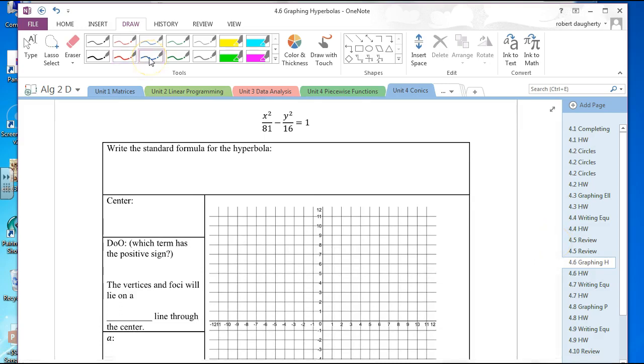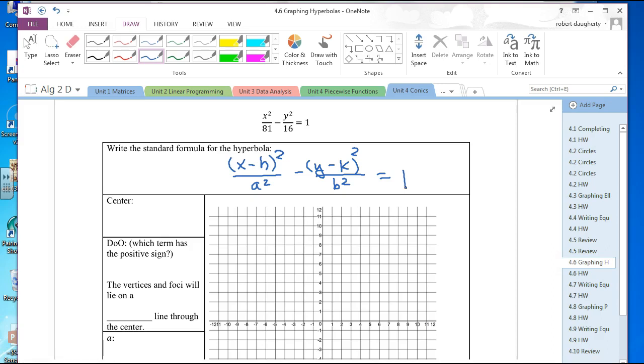So, vertical or horizontal, what do you think? Horizontal. So what's the form for a horizontal hyperbola? x minus h squared over a squared minus y minus k squared over b squared equals 1. So whichever term is positive tells me what this is. This is a horizontal hyperbola.